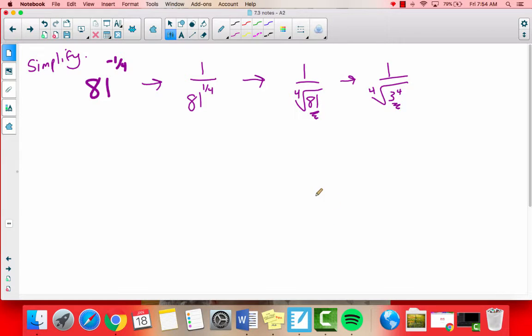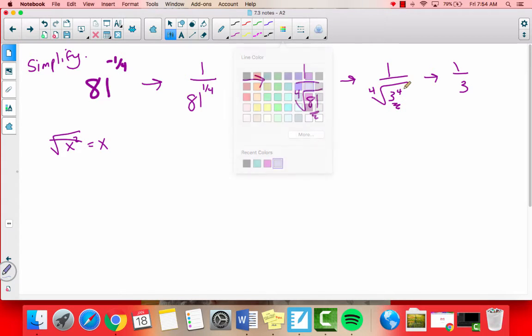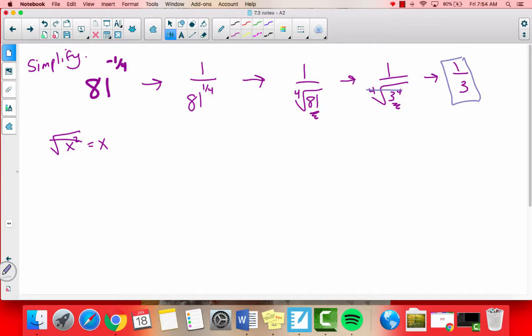Those are the same. And now we should know from previous lessons that when you have an index and an exponent that are the same, they're going to cancel each other out. It's just like having a square root with an x squared. They cancel and you're left with x. Same thing. So these are going to cancel out, and I'm going to be left with 1 over 3 because my 4th roots would cancel. So it would look like that. Okay, so my final answer for this one would be 1/3, and then we'd be done.